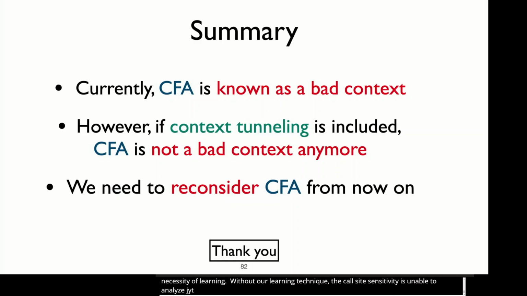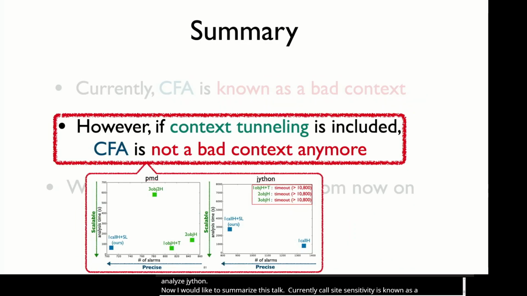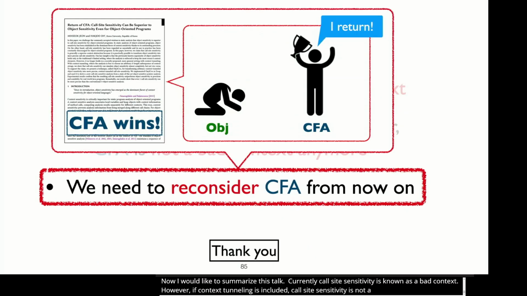Now I would like to summarize this talk. Currently, call size sensitivity is known as a bad context. However, if context tunneling is included, call size sensitivity is not a bad context anymore. So, from now on, we need to reconsider call size sensitivity. We did all these things to say just this one sentence.